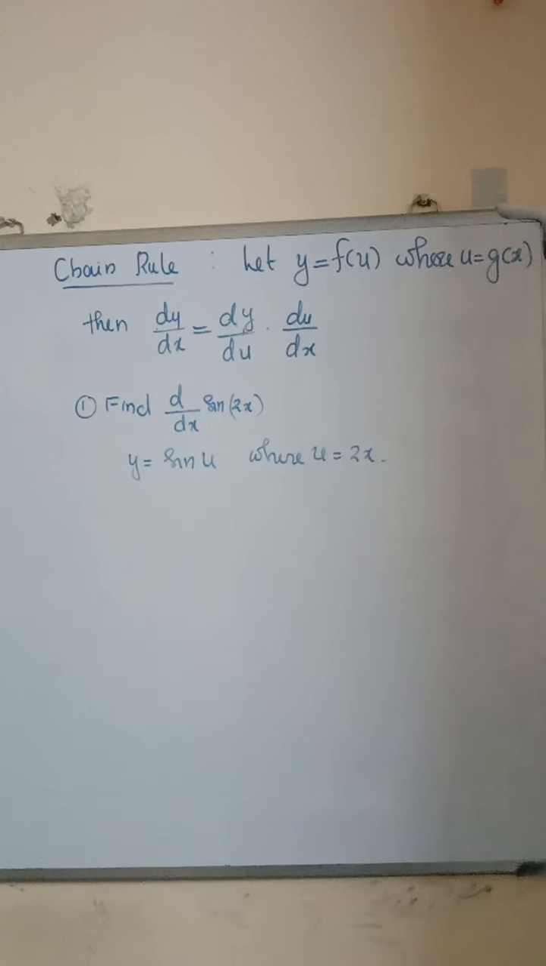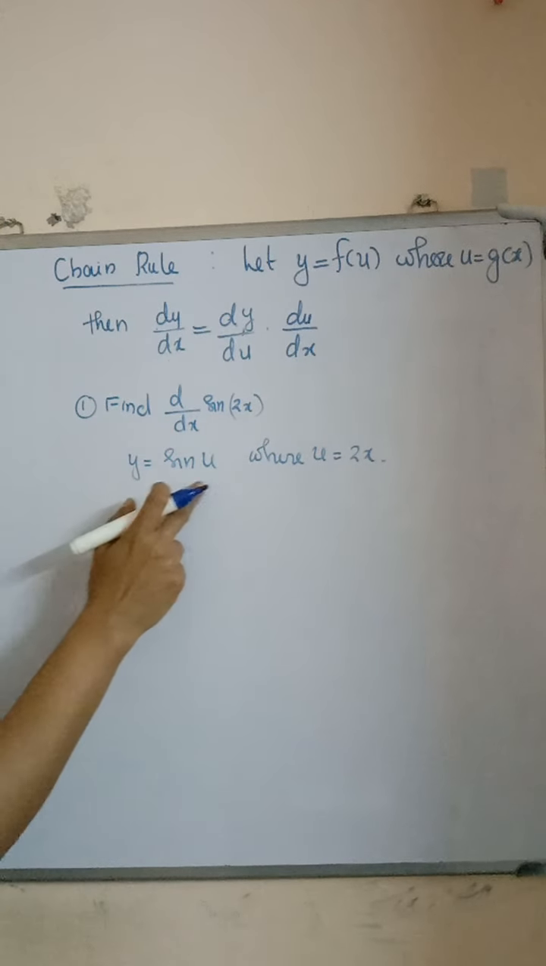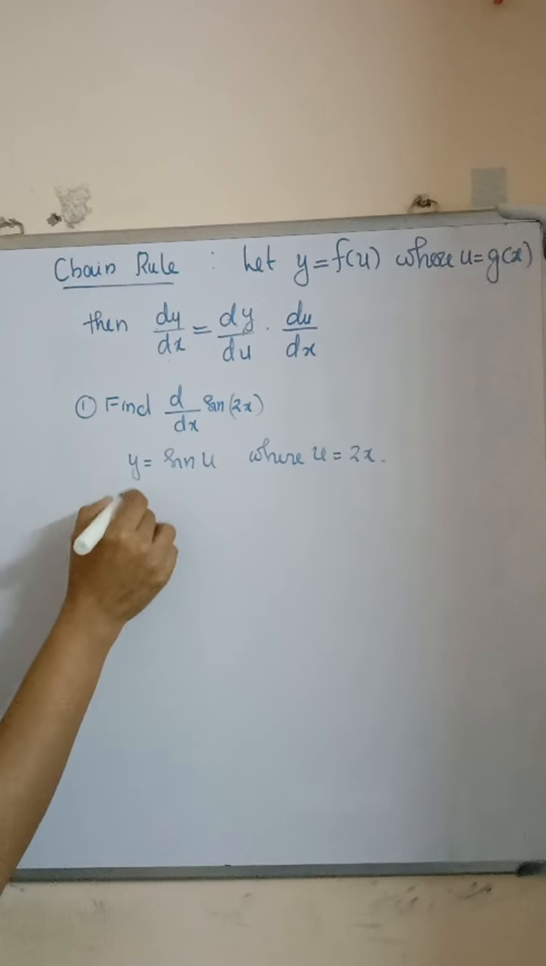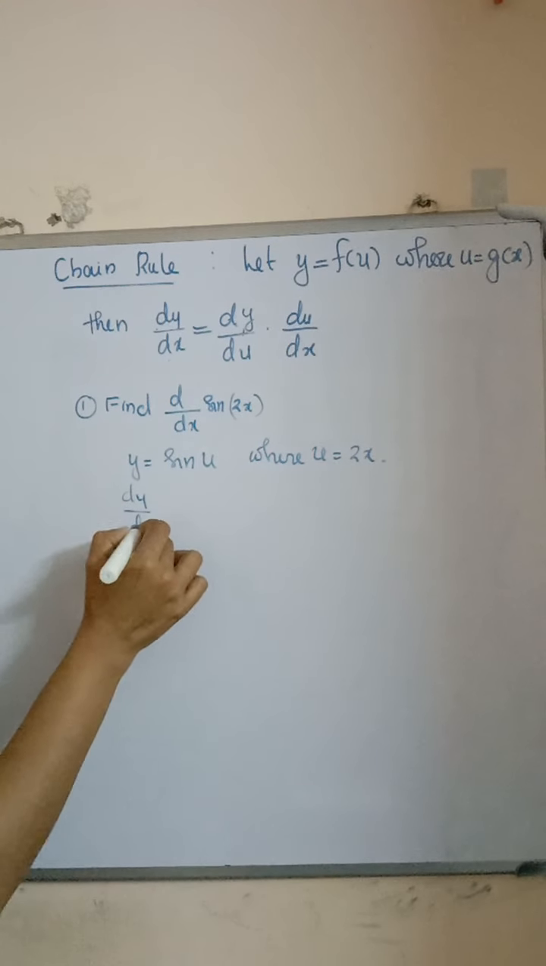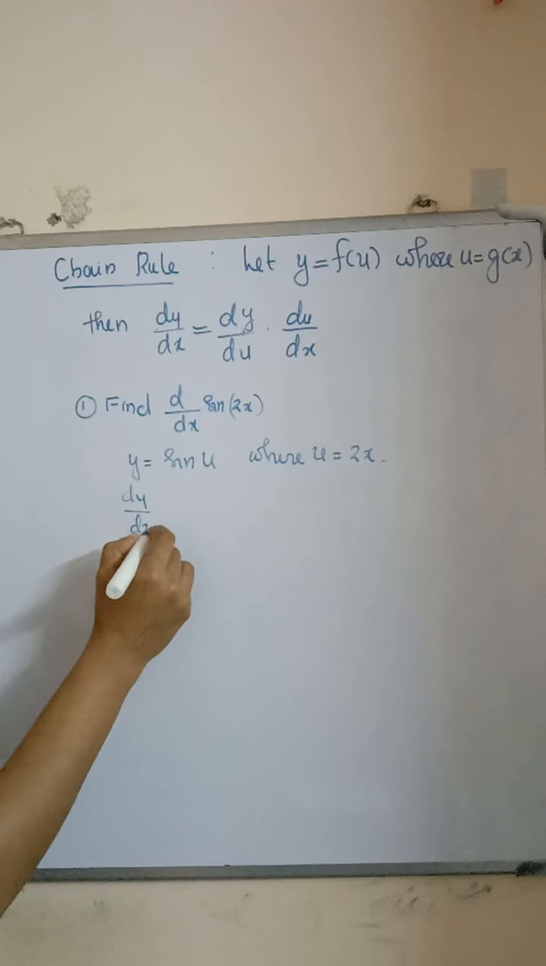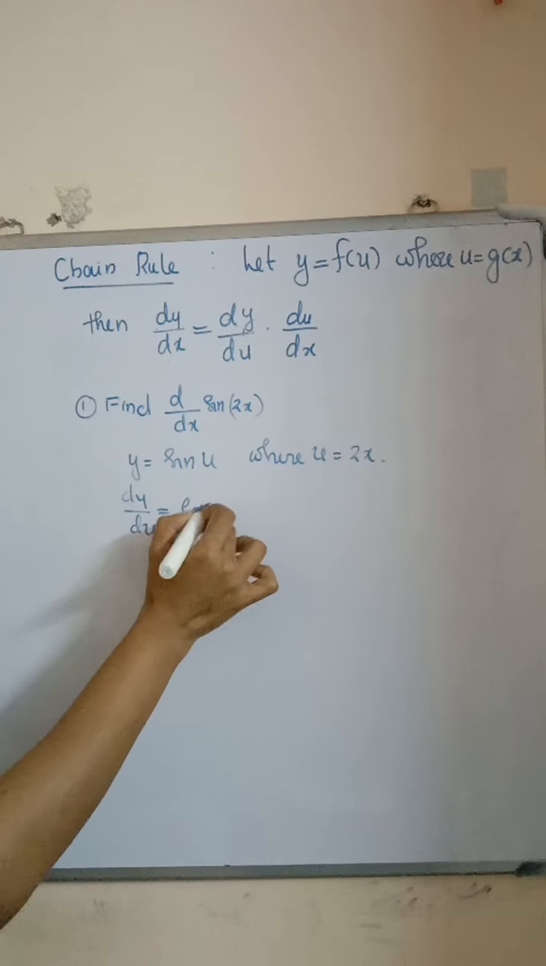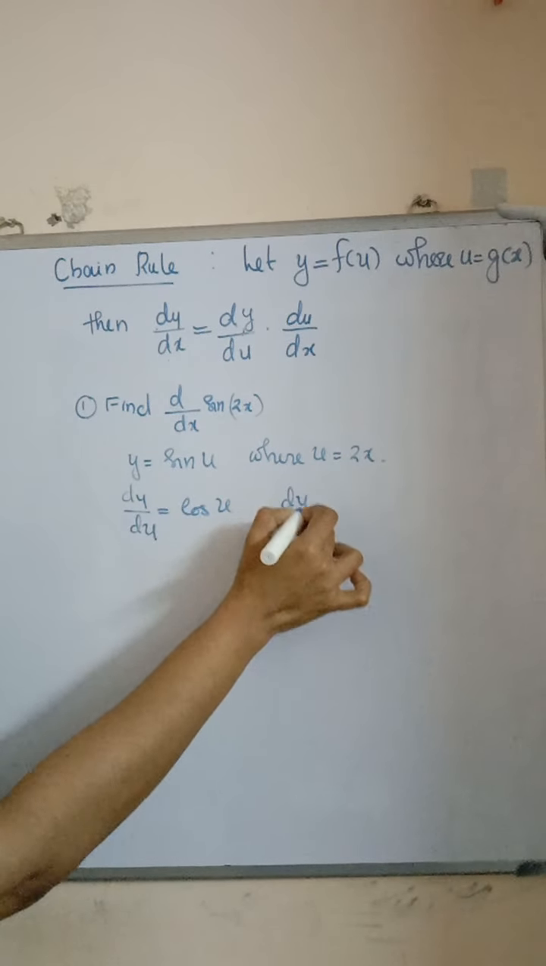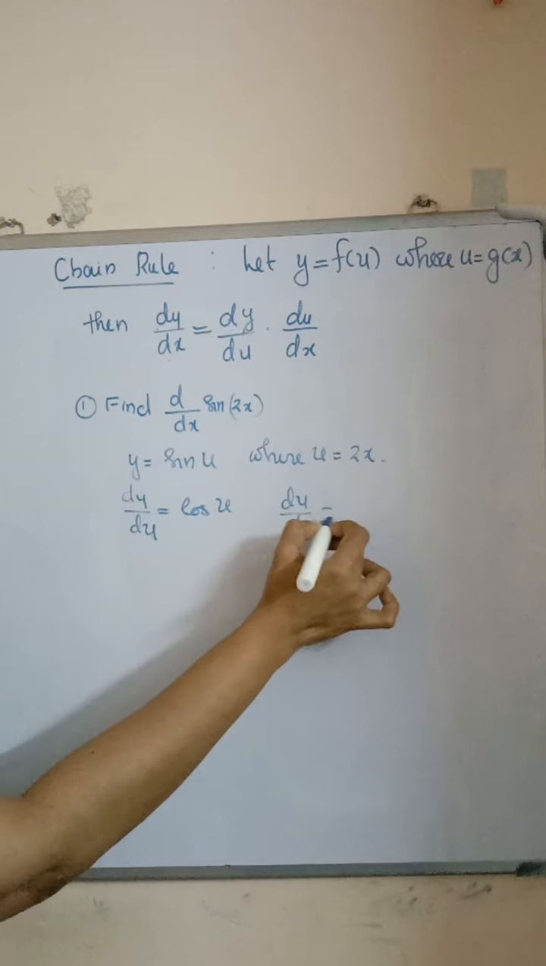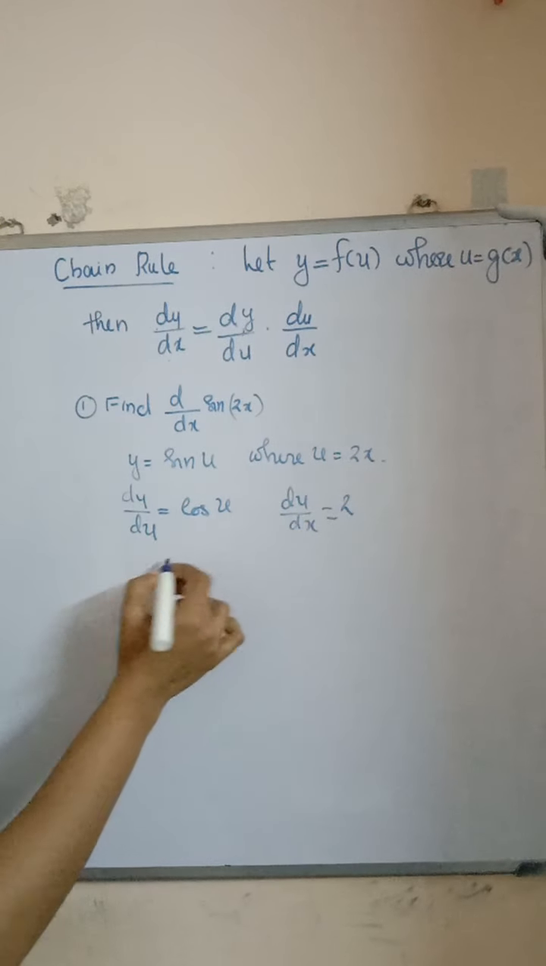Find the derivative of sine 2x. That is y is equal to sine u, where u is equal to 2x. Then what is dy by dx? dy by du is cos u. And what is du by dx? du by dx is equal to 2. Derivative of 2x is 2.